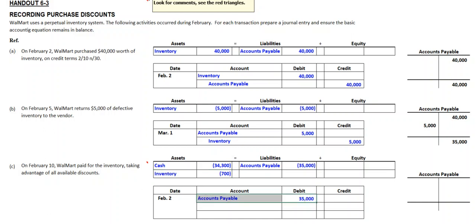And let's take a look at our T account for accounts payable. Recall we began with a $40,000 balance at the time of the purchase. We returned $5,000 worth of merchandise, and now we've paid for the other $35,000, bringing the balance in accounts payable down to zero. In terms of our journal entry going on, we had a decrease in cash of $34,300, which we record with a debit to cash. And of course, we reduced inventory by $700, which is a credit to inventory.